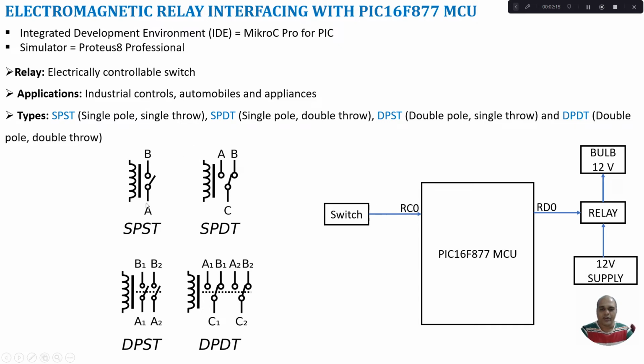So here the control of one device is possible. That is why it is called a single pole, and single throw in the sense it has one option, either open circuit or short circuit.